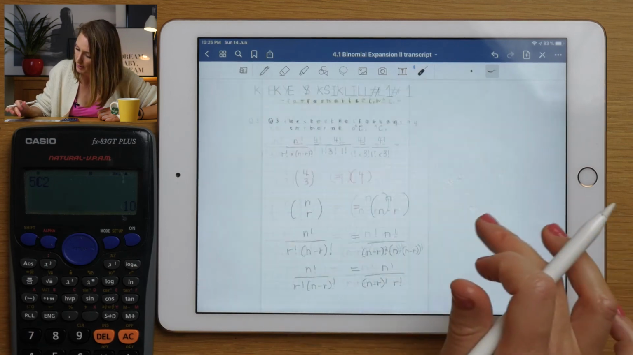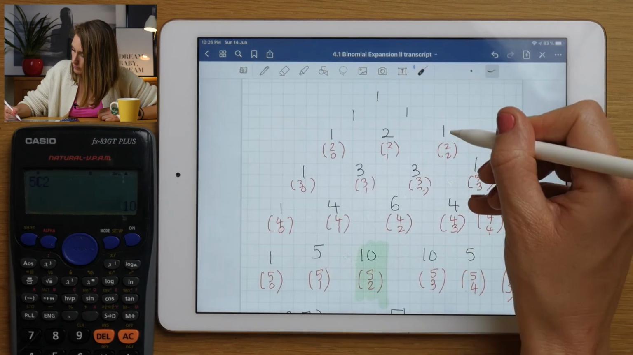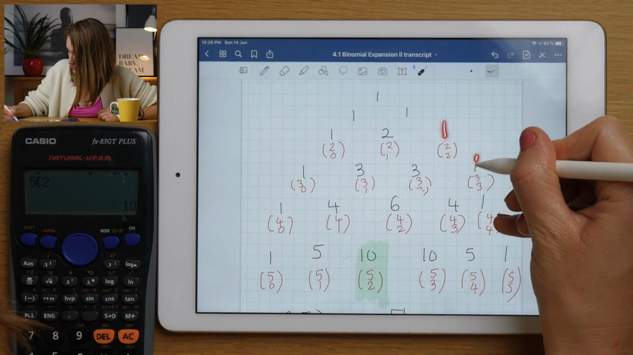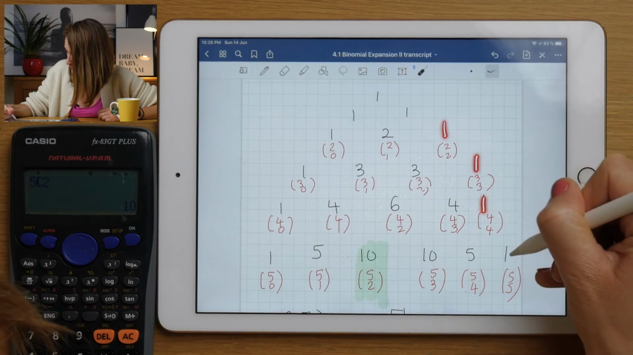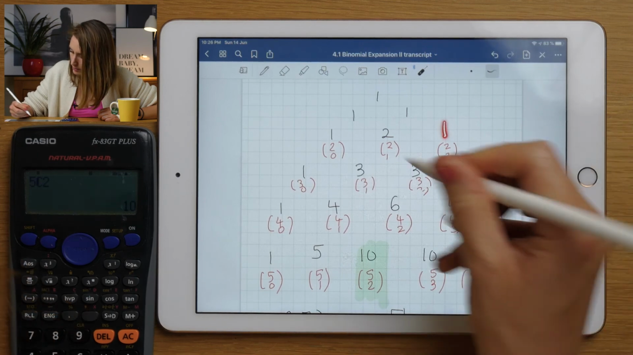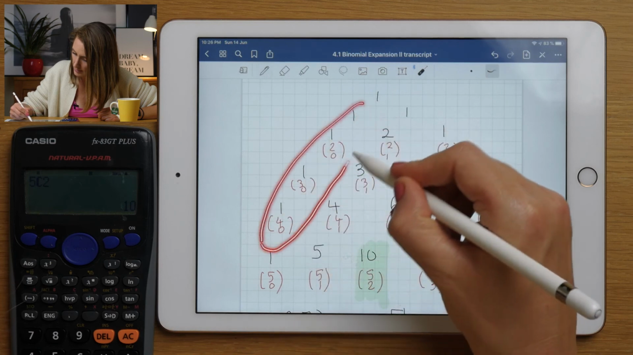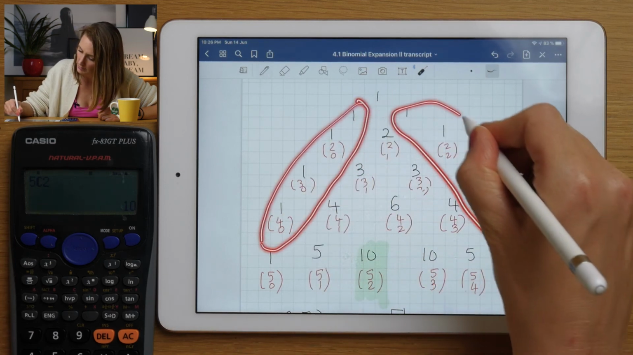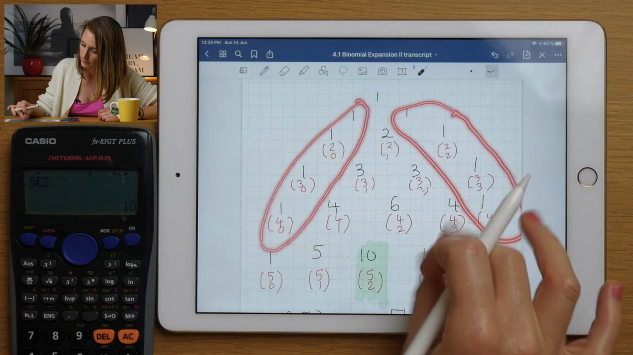And again, if we look back at our triangle, 2 choose 2 is 1, 3 choose 3 is 1, 4 choose 4 is 1, 5 choose 5 is 1. So these ones at the ends here are always going to be 1.